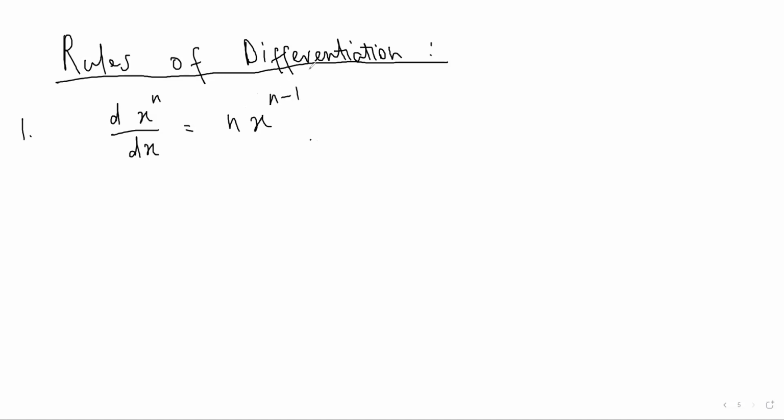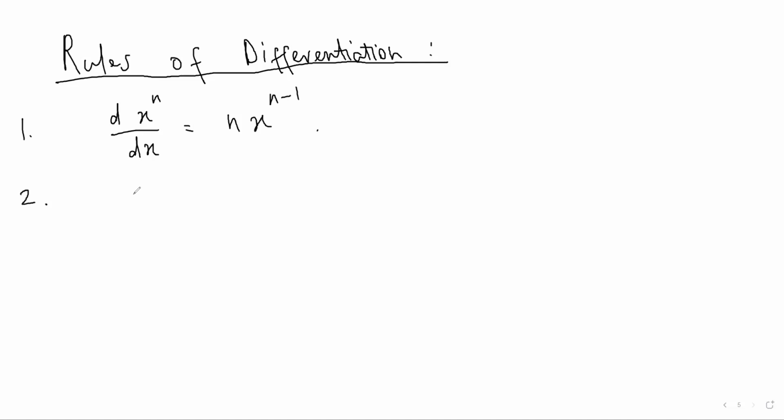You must always remember this. This is one of the important rules of differentiation. If you differentiate x to the power n, where n is of course some number, any number, this is equal to n multiplied by x to the power of n minus 1. Let's take that to be rule number one.